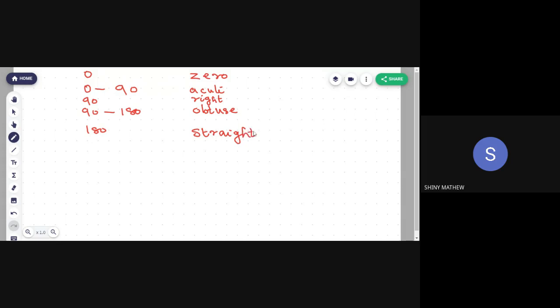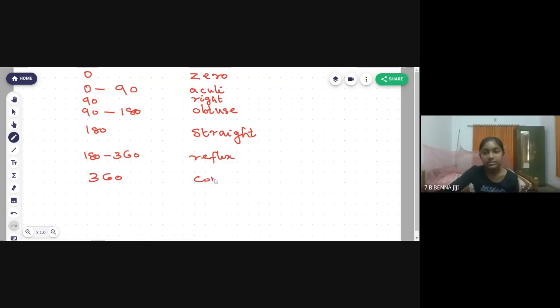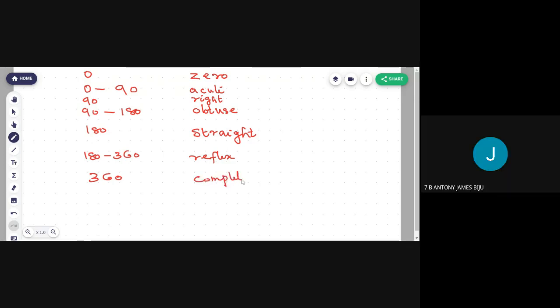I am only asking this for a quick revision of what you have learned. If it is 180 degree, that angle is known as a straight angle. Then in between 180 and 360, what is the name of that type of angles? Reflex angle. Okay, all of you remember these types of angles. That is very good. Then if the measure is 360, complete angle. So all of you remember all these? Okay, these are different types of angles.